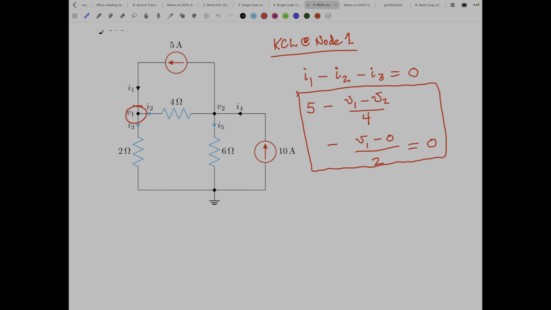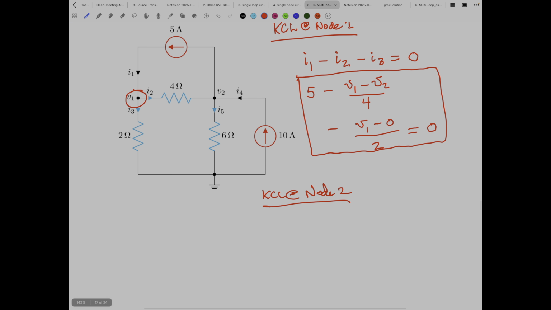Now we're going to do KCL at node 2. Okay, same idea. I'll put a little circle around my node, and then I look where the branches intersect my little circle. And I'm going to call into the node as positive and out of the node as negative. So it happens to be the same thing I chose for the first one.